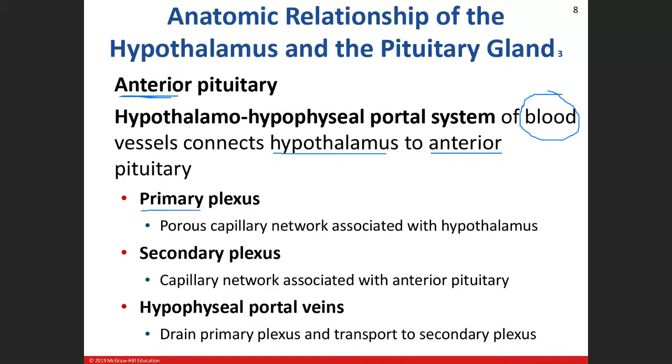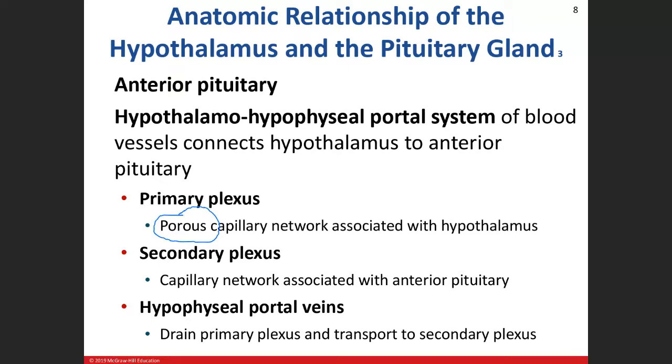So the primary plexus makes sense. It's located in the hypophysis, because remember, the hypophysis is our commander. It's our number one. Okay, easy to remember. The secondary plexus, our number two, our second mate on our ship, has to do with the anterior pituitary. So these are capillary networks. Now, this is very, very important that you understand this. The primary plexus is made up of a porous capillary network.